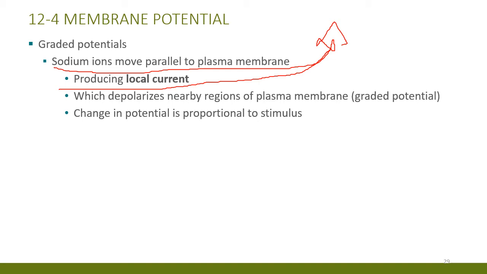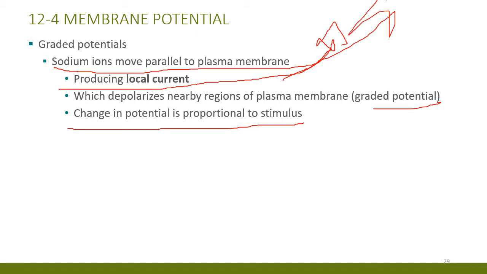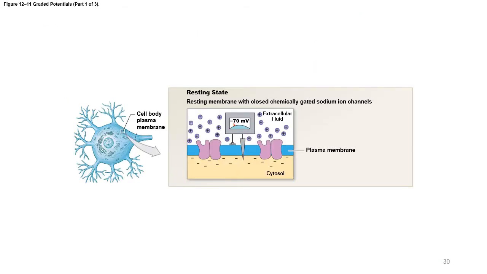and it can depolarize nearby regions of the plasma membrane, which is a graded potential. This change in potential is proportional to the stimulus. So if the stimulus is really strong, it will go further and stronger. That's why they call it graded.